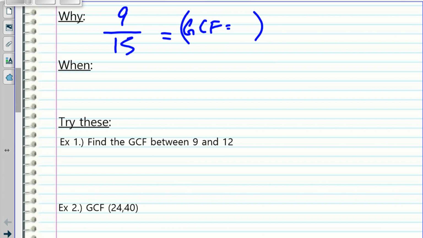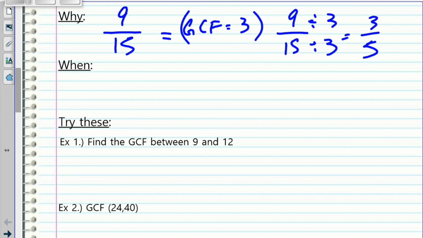So the greatest common factor between 9 and 15 is 3. So what do you do? You reduce. You divide both of these by the greatest common factor, and there you have it, 3/5. Okay, and that's in simplest form. So that's why we do that. Now when do we do it? Again, you do this when you're reducing fractions.